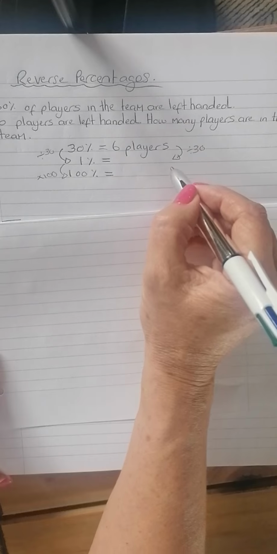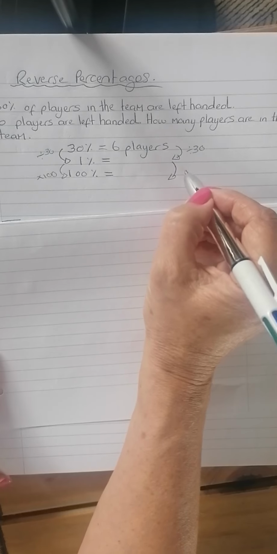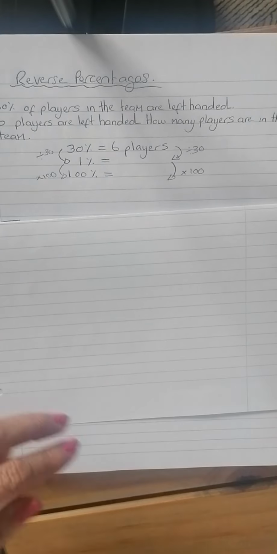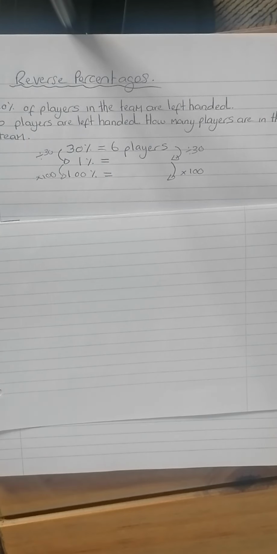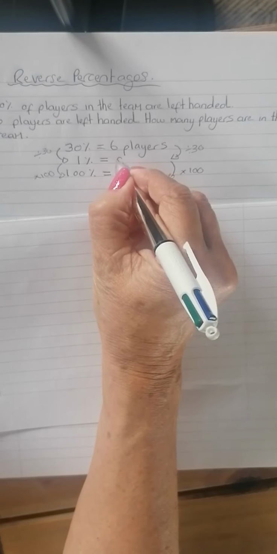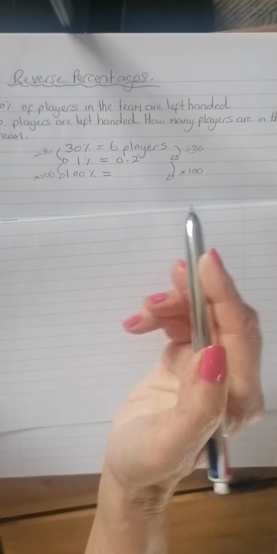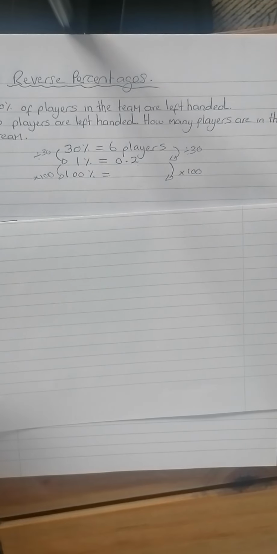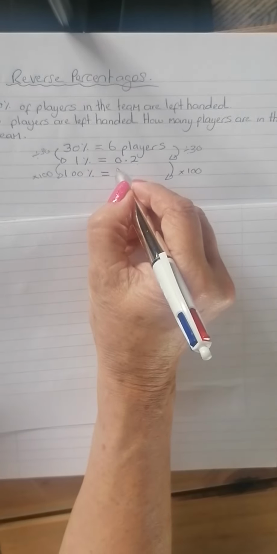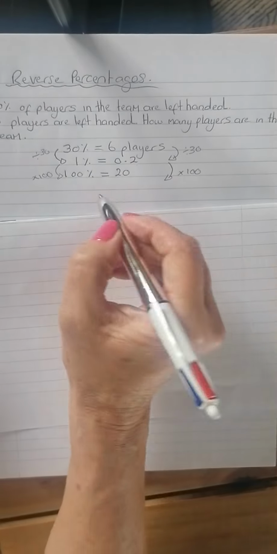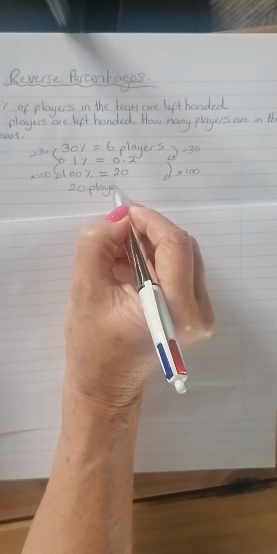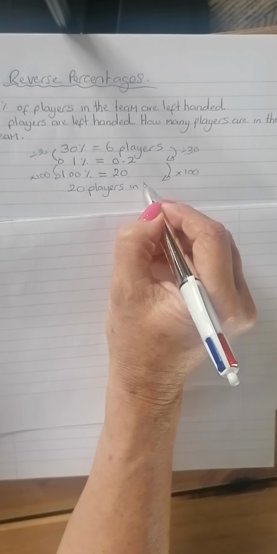So we're just going to do exactly the same to this side of the equation. Divide by 30. The answer we get there, we're going to multiply by 100. And that will tell us how many people are in the team. So 6 divided by 30 is 0.2. So what we found there, 1% of the players equals 0.2. Then just simply multiply that by 100 to get an answer of 20. So there's 20 players in the team.